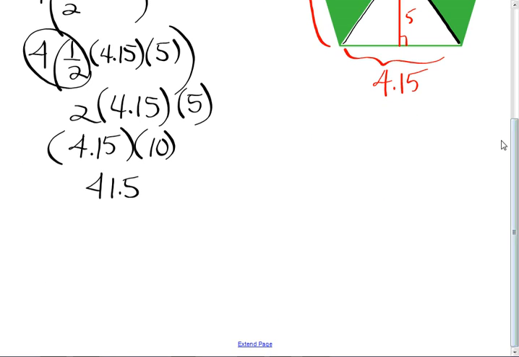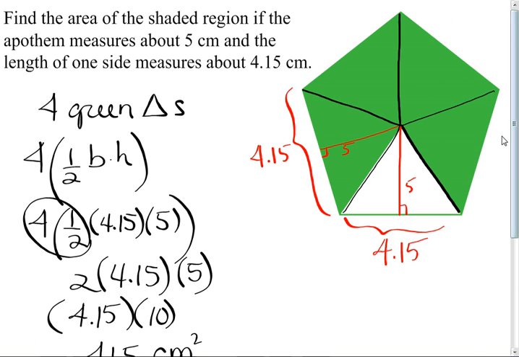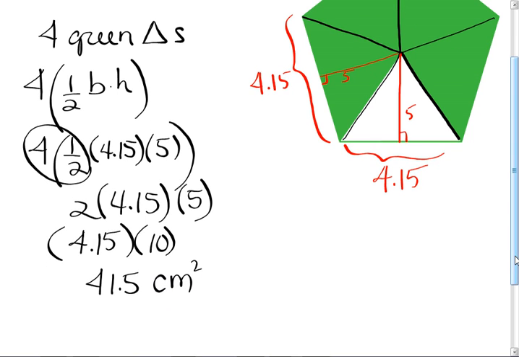Yep. Did anybody think of this a different way? How did you get the 4? Because how many triangles are there? There's 4. Good questions. Those are good questions. Could you take the area of the pentagon and subtract off the area of the triangle? Sure you could. Let's do it that way. That's the harder way, I think.